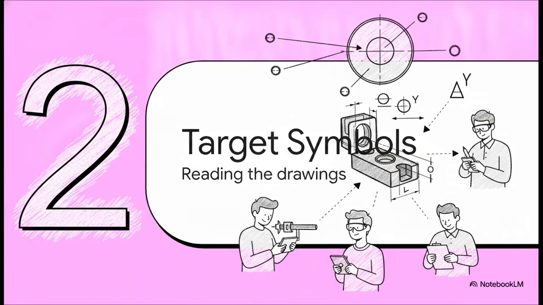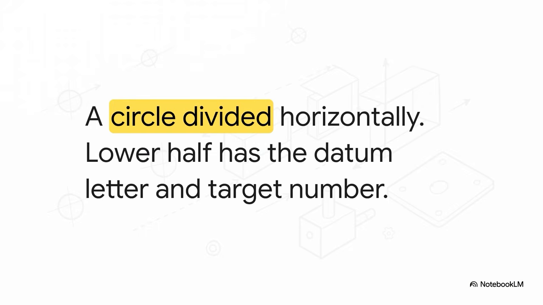Section 2. Reading datum target symbols. We know why we need them, so let's look at how we actually document them on a drawing. Now, what's really interesting about this symbol is its unique visual anatomy. It's a circle divided horizontally right in half. The lower half contains the letter of the datum it helps establish, followed by a sequential number. So for example, A1, A2, and A3 would be the 3 targets creating primary datum A.